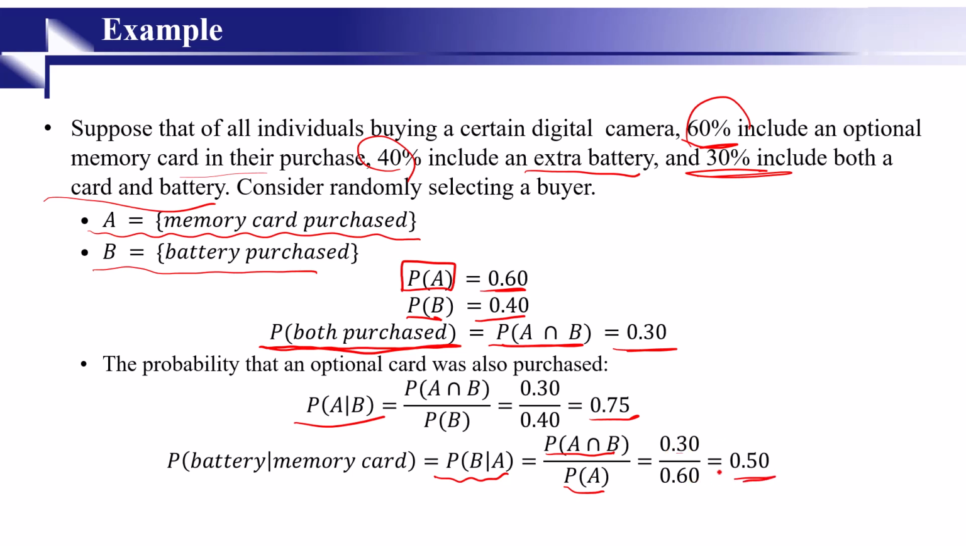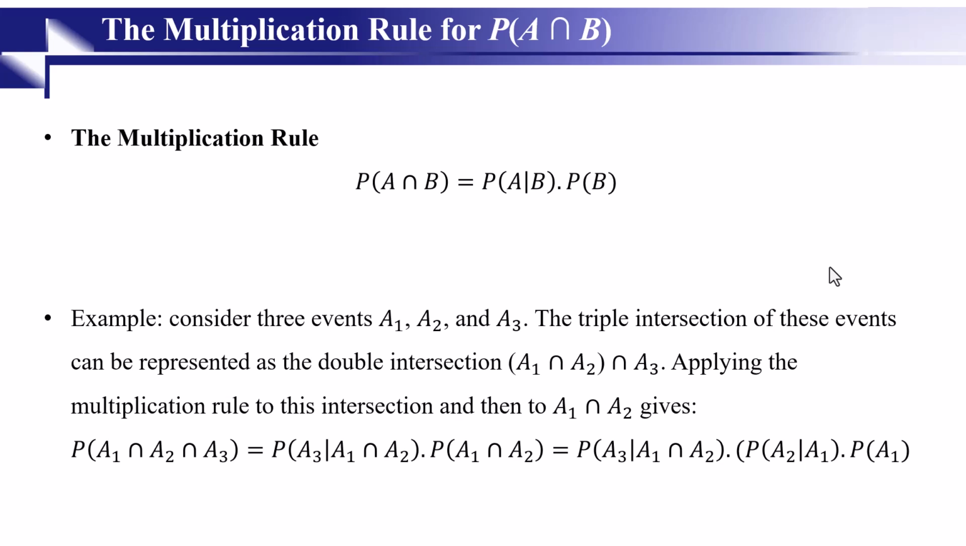This shows how conditional probabilities can differ depending on what is given. Let's talk about the multiplication rule. It is a handy way to find the probability of two events happening together. Probability of A intersection B, or AND. It means both of them happen together, right? You can say AND operator, right?